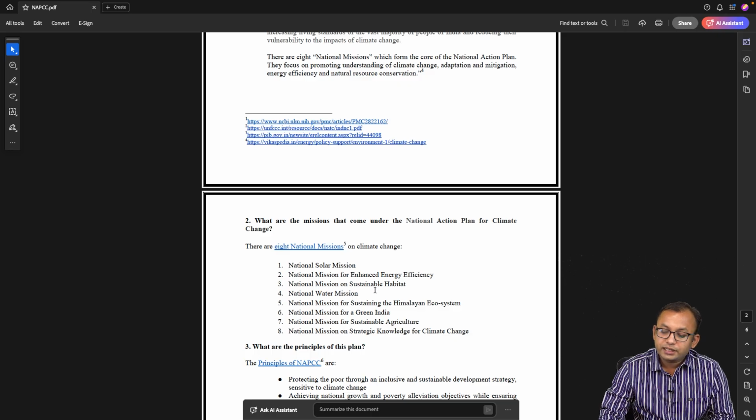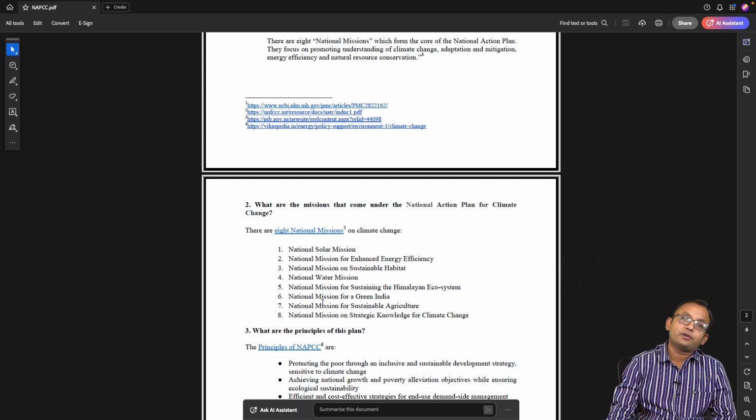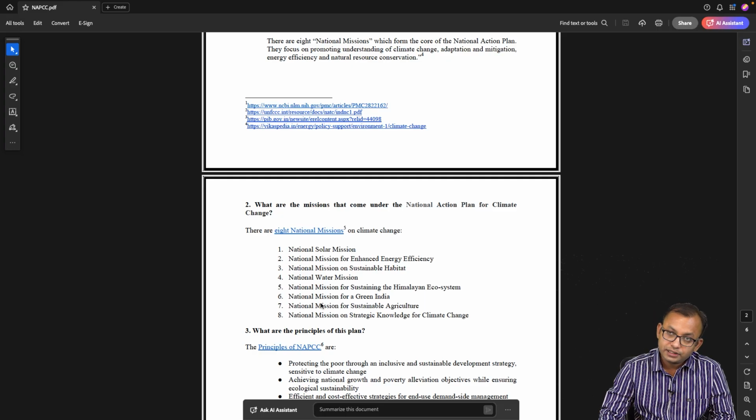National Mission on Sustainable Habitat, we are looking towards biodiversity and flora and fauna like that. National Water Mission, we are looking at water conservation and water practices like that. National Mission for Sustaining the Himalayan Ecosystem, National Mission for a Green India, National Mission for Sustainable Agriculture, and National Mission on Strategic Knowledge for Climate Change. So, these were the 8 national missions established by the Government of India through this National Action Plan for Climate Change.